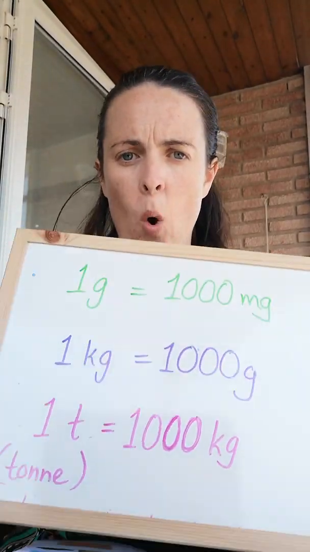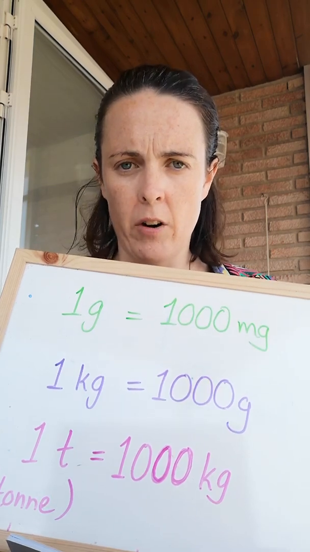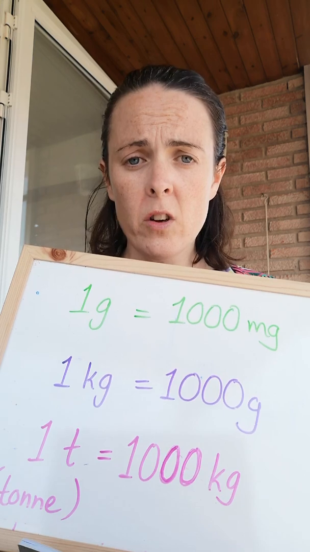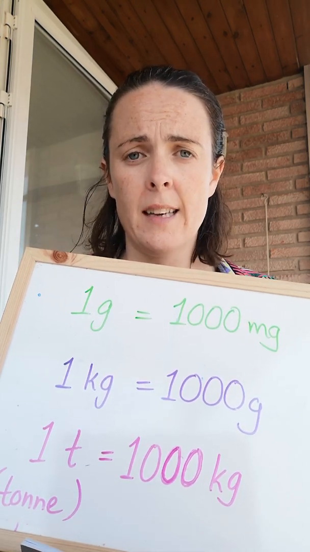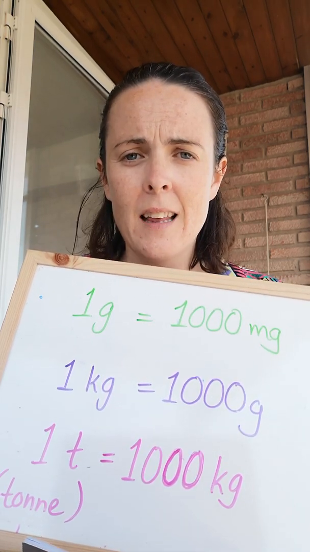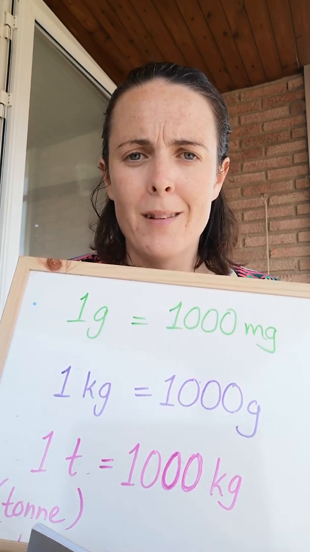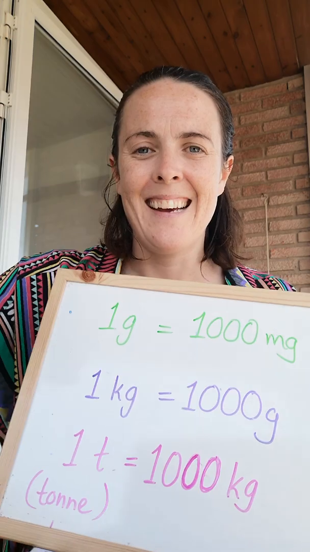Boys and girls, I hope that you're able to complete these pages okay. The main information that you need to remember is this: 1 gram is 1,000 milligrams, 1 kilogram is 1,000 grams, and 1 ton is the same as 1,000 kilograms. Okay? Did I say that wrong? I think the first one I maybe said wrong. 1 gram is equal to 1,000 milligrams. Right, that's it. Good luck.